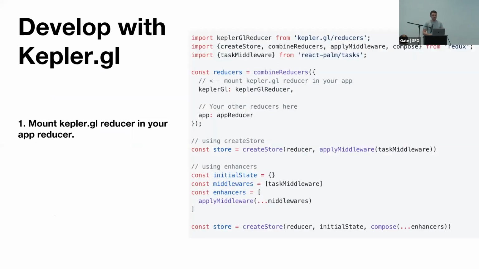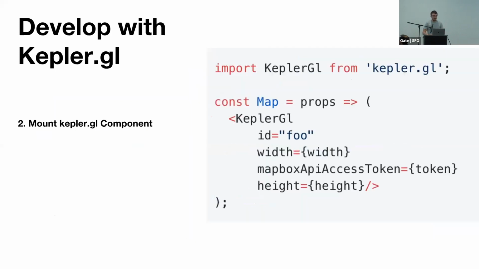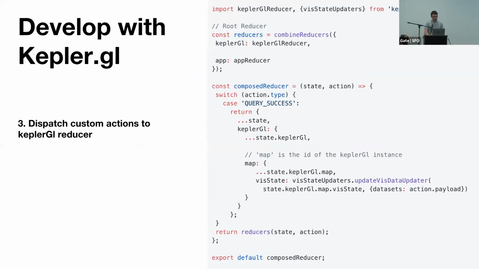This is how it looks. Number one, you mount your Kepler.gl reducer in your own app reducer through this combined reducers piece. And then secondly, you just use your Kepler.gl component within your app. And then you can just dispatch custom actions to your Kepler.gl reducer.